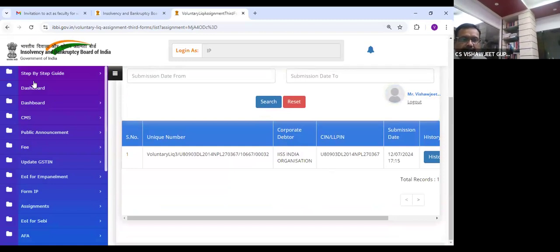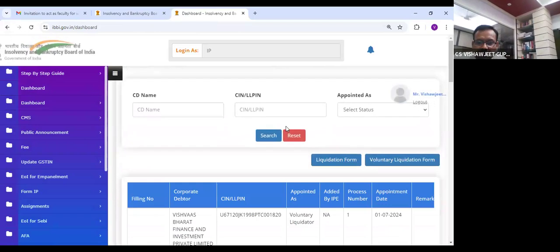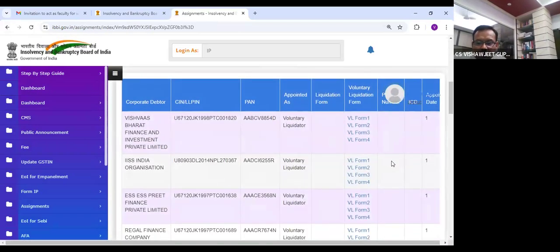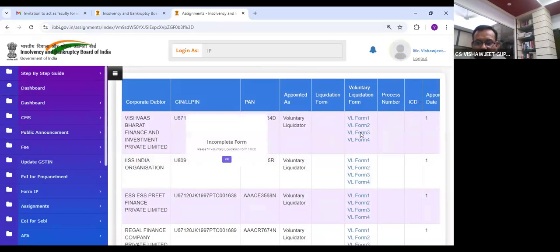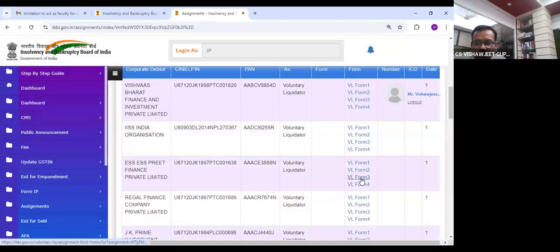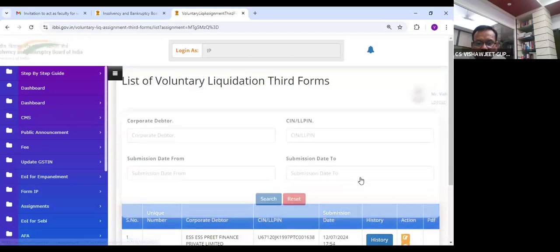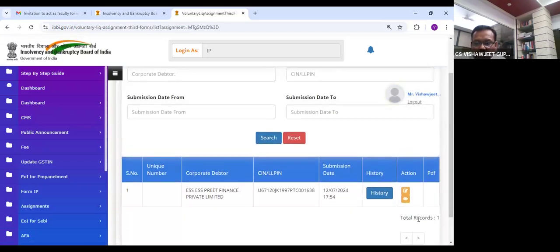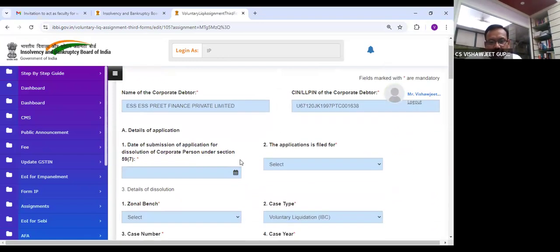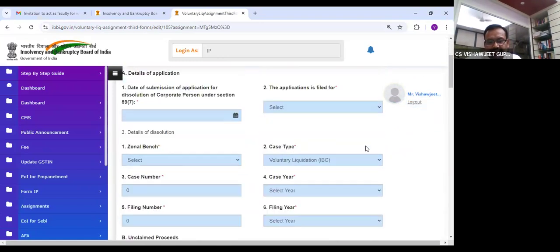Just hold on. Dashboard. So this is form VL3.